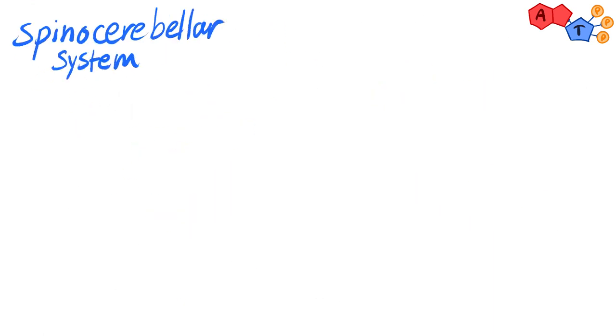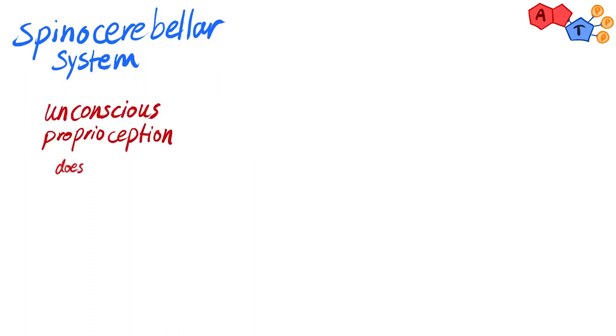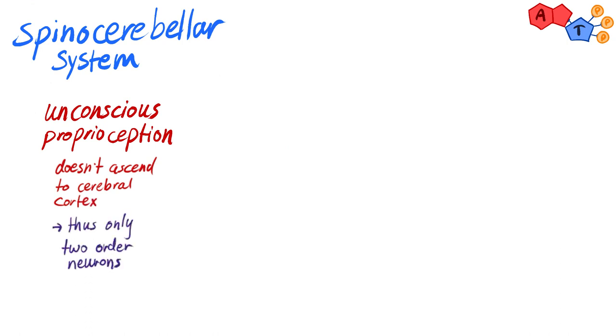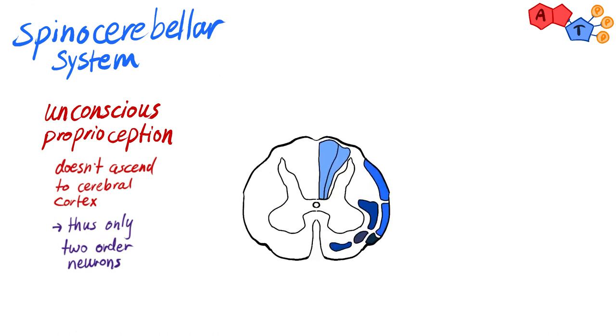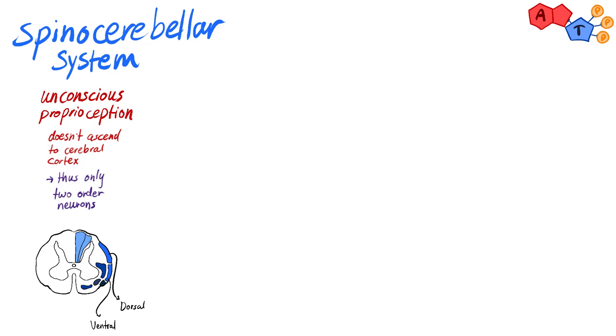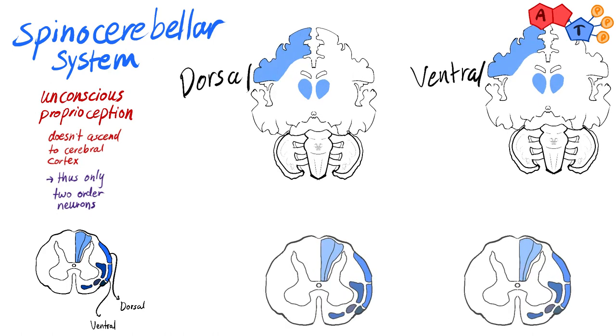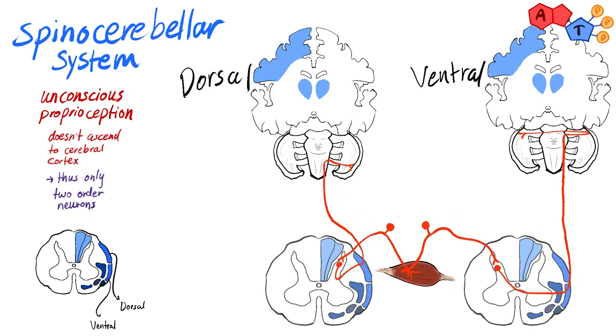Our third tract in this video is the spinocerebellar tract. This tract carries unconscious proprioception and it has only two order neurons since it does not ascend to the cerebral cortex and only reaches the cerebellum. It consists of ventral and dorsal spinocerebellar tracts. Both enter the spinal cord as first order neuron through the dorsal root ganglia. Then they will both synapse in the dorsal horn of the spinal cord.